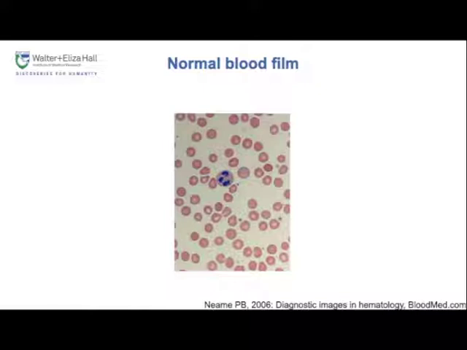That's probably a reticulocyte because it's got a bit of RNA in it. And it looks a bit bigger than the others. So that's what a normal blood film might look like.